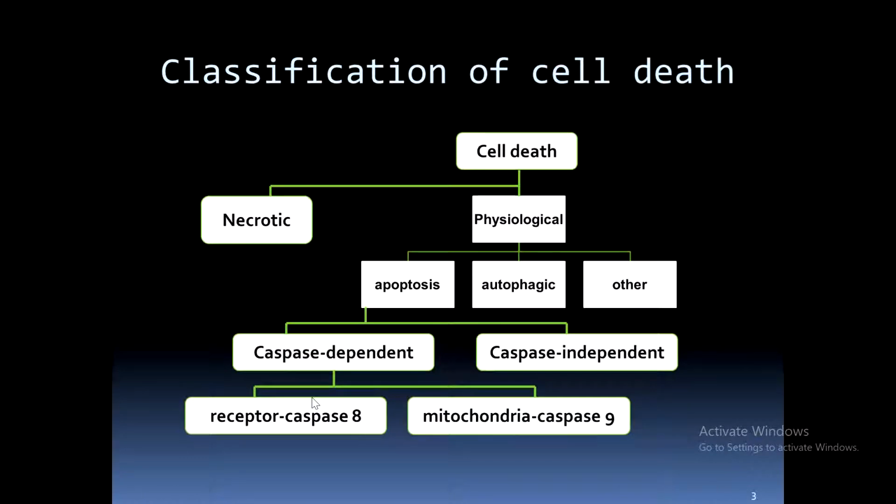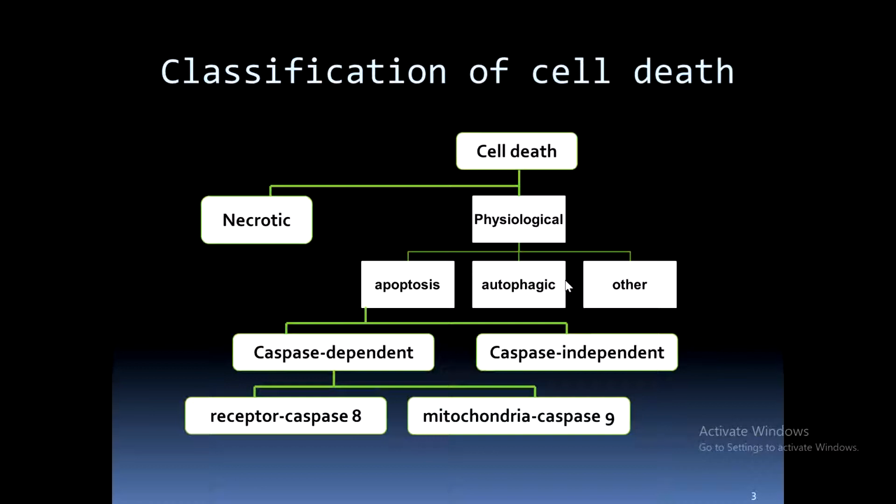If we divide cell death, I have just told you that we have the pathological, which is the necrotic type of cell death, and the physiological cell death. If we divide the physiological cell death further into three classifications, they are apoptosis and autophagy. Autophagy, my dear students, means auto is self, phagy is digestion. So if a cell is going to eat itself by its own lysosomal enzymes, then it is called autophagy. And this is a very important phenomenon.